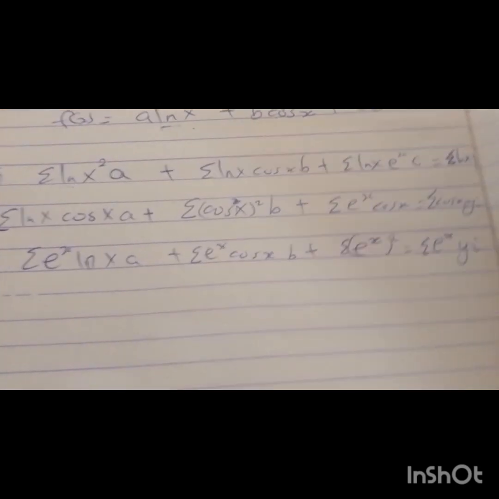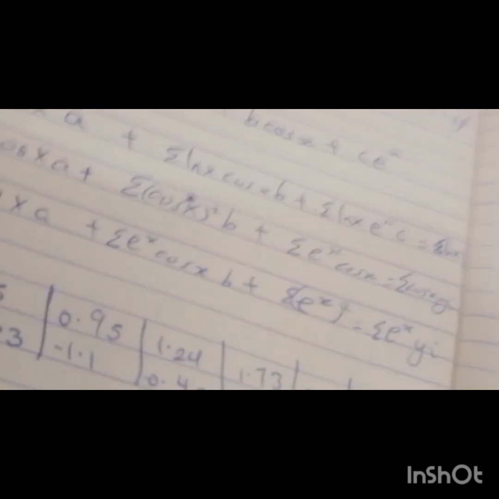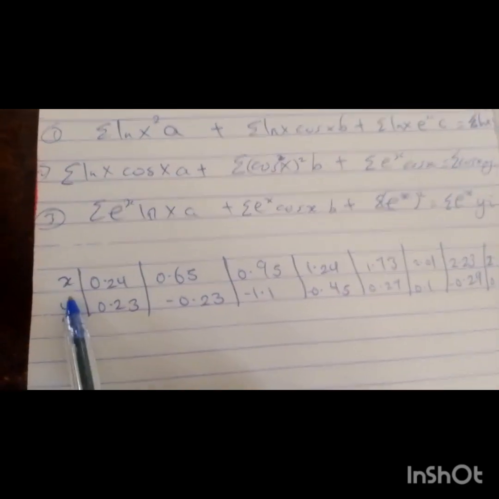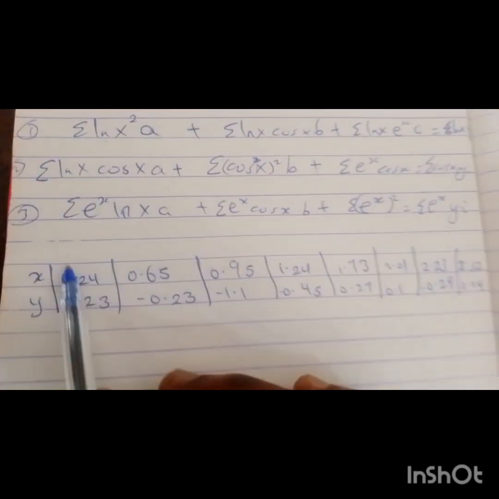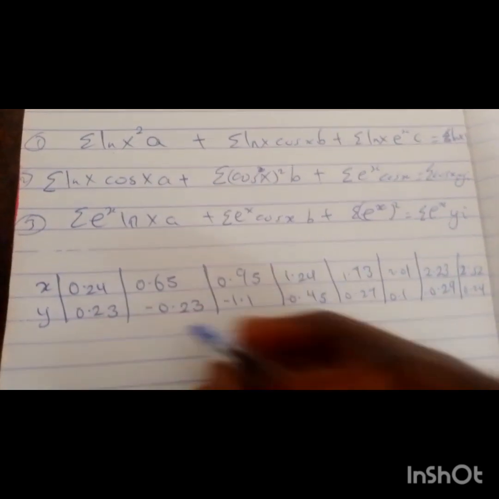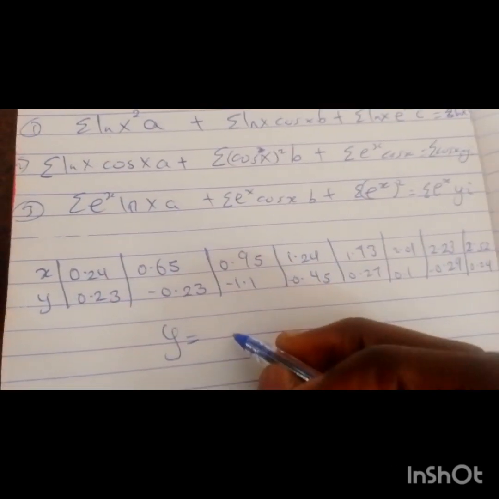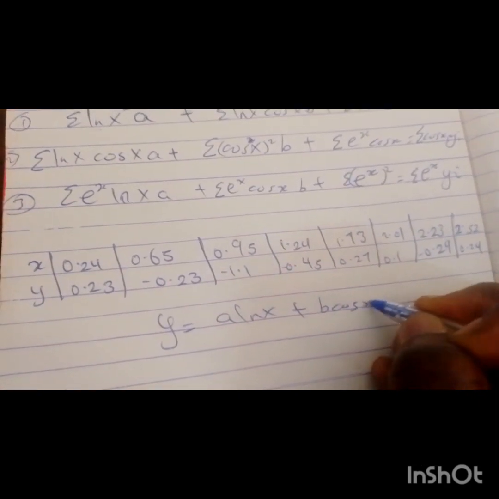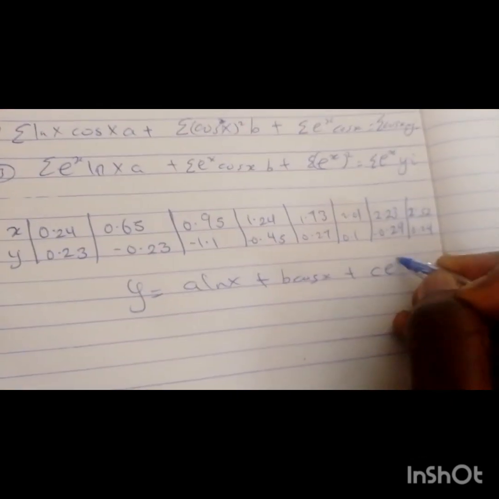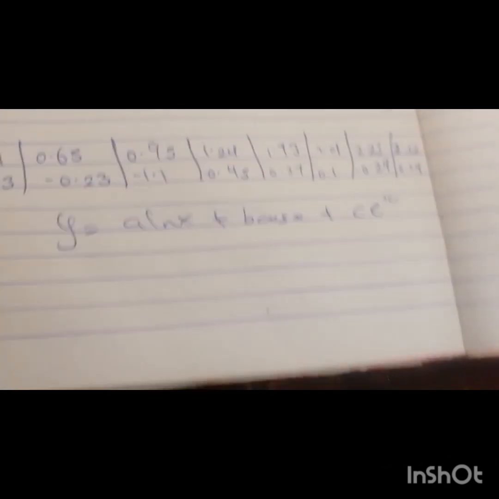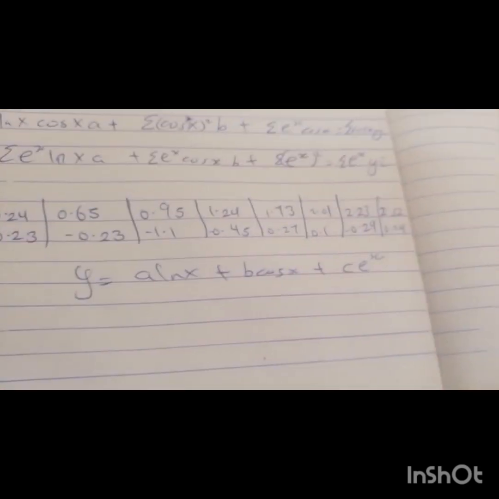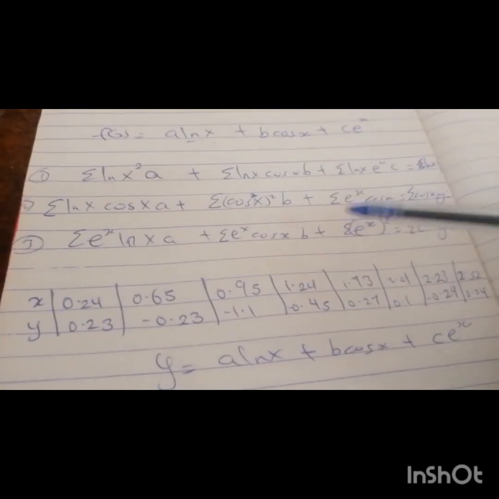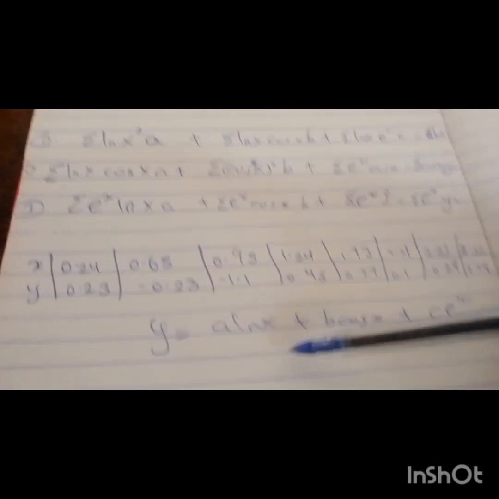Now let me see if I can get an example. Okay, so I got some data here, right? So we have some x, y to be this data, and then they've given us the form of the function to be a ln x plus b cos x plus c e^x. Okay, something like this. You've generated the three equations, they're ready, right? These, and then you have this, right?